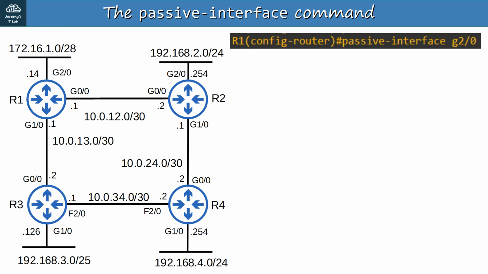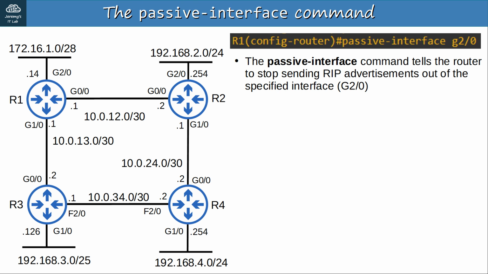I use the command passive-interface G2/0. This configures G2/0 as a passive interface. Note that the command is done from RIP configuration mode, not directly on the interface itself. That's why you need to specify the interface in the command.